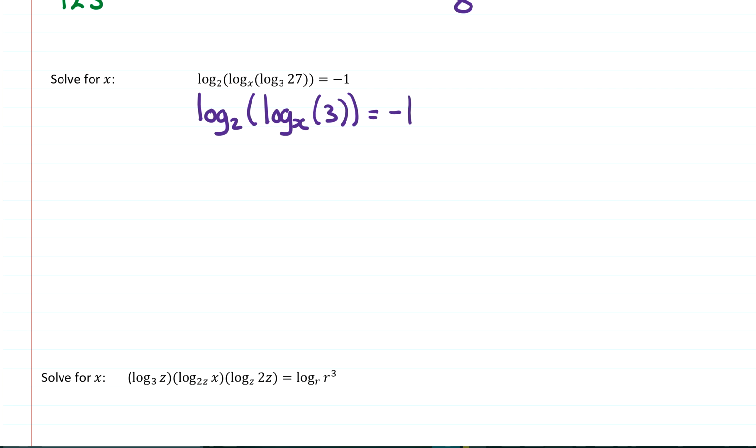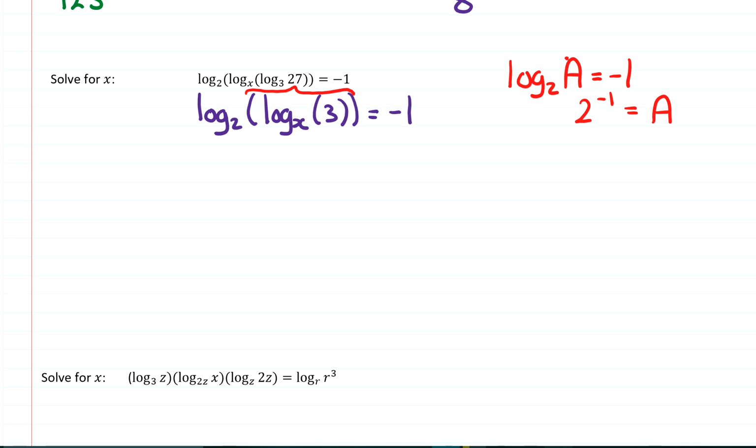But what I could do is say that the log, I'll show you maybe on a sort of a side question here. If you had log base 2 of, let's say a, equaled -1, you could say that's really 2 to the power of -1 equals a. So we could think of this part right here as being the a, if that makes sense.